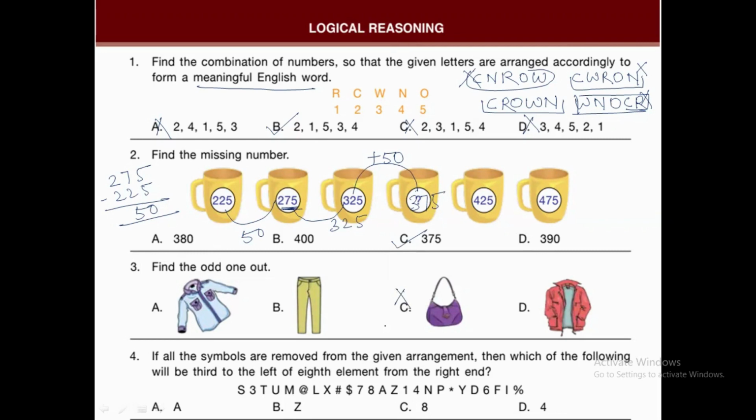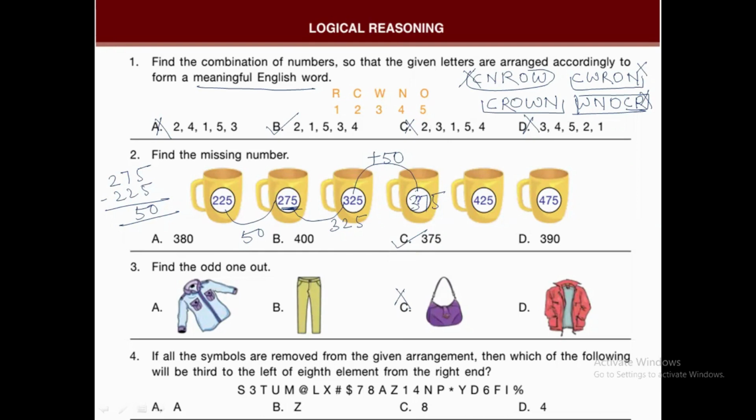Now let's move to question number 4. Question number 4 says that if all the symbols are removed from the given arrangement, then which of the following will be the third to the left of the eighth element from the right hand? It seems a little bit confusing.